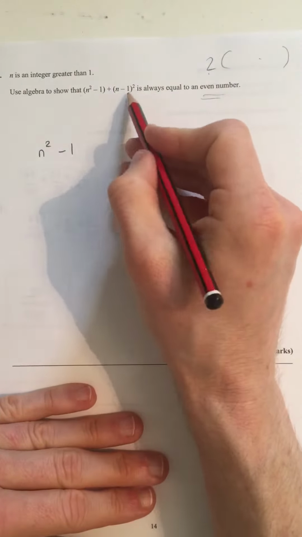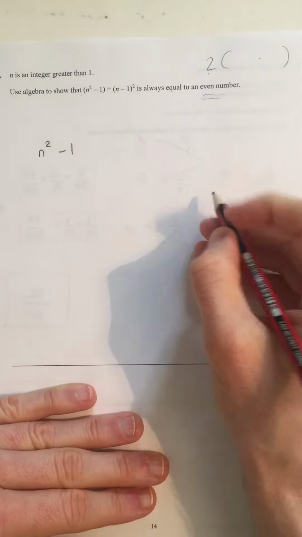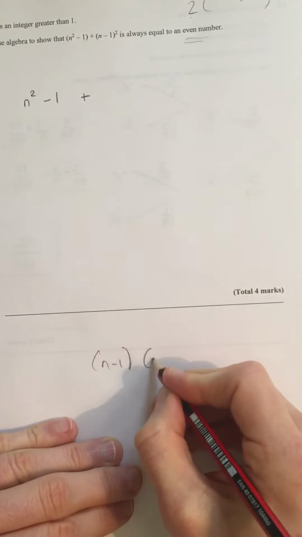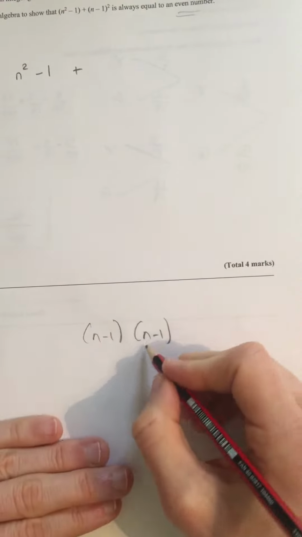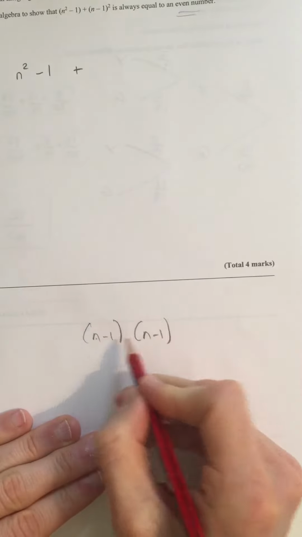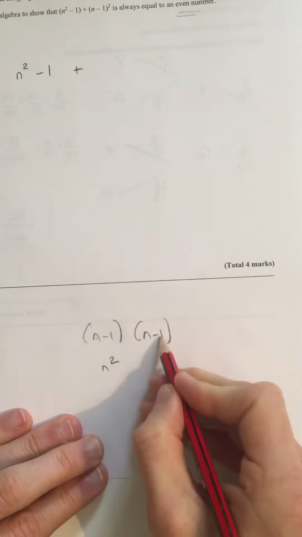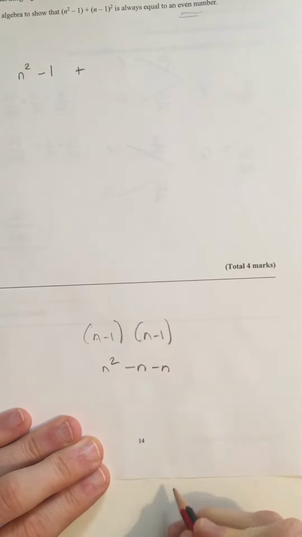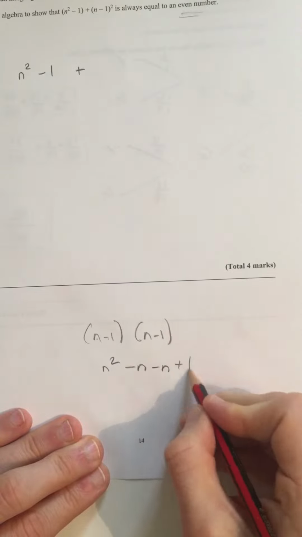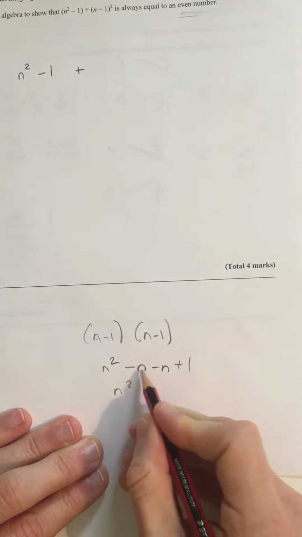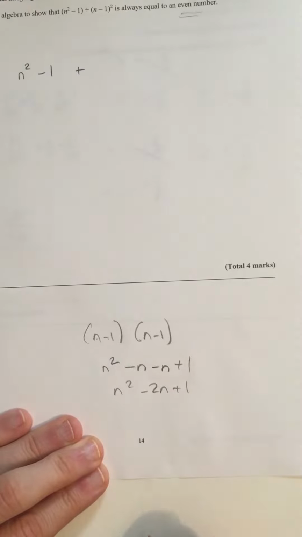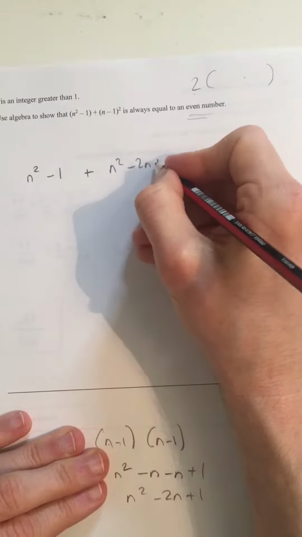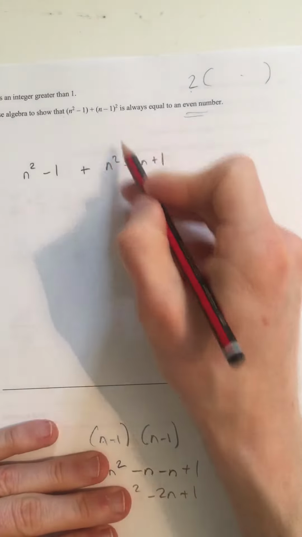The second set of brackets, we've got n minus 1 all squared. So if you need to, you can do a bit of rough working out. That means n minus 1 times n minus 1, which is n times n, which is n squared, n times minus 1, which is minus n, minus 1 times n is minus n, minus 1 times minus 1 is plus 1. Collect up these like terms, like that. So we get n squared minus 2n plus 1, okay, like that.